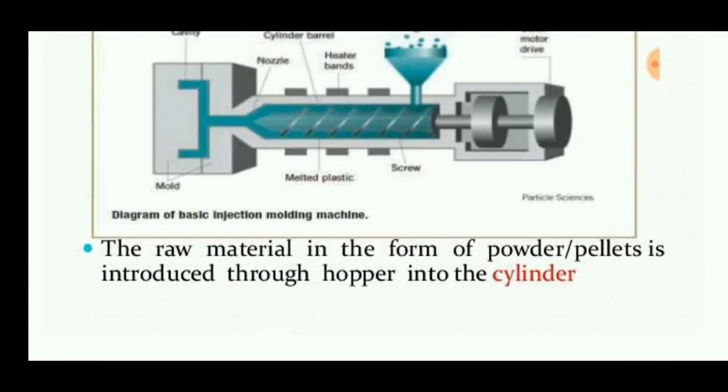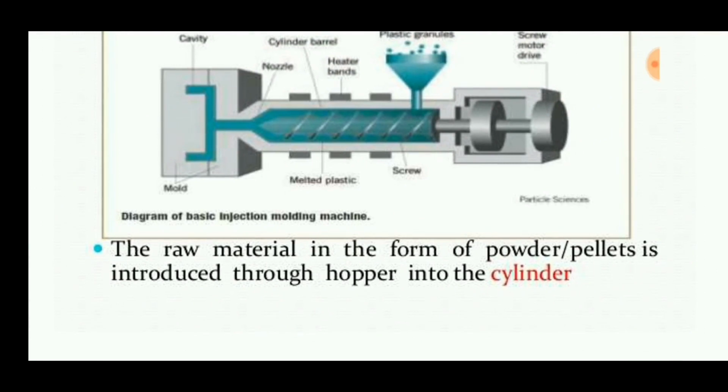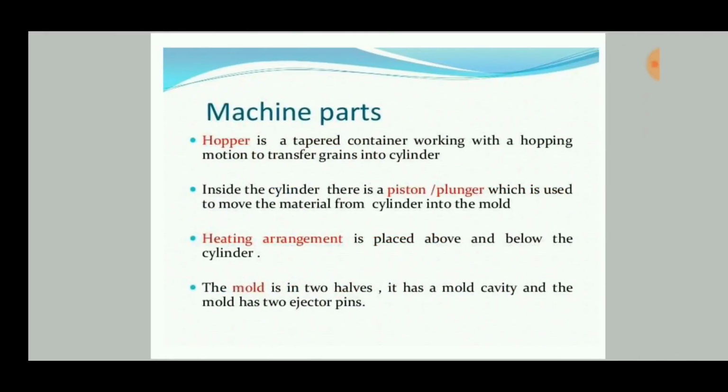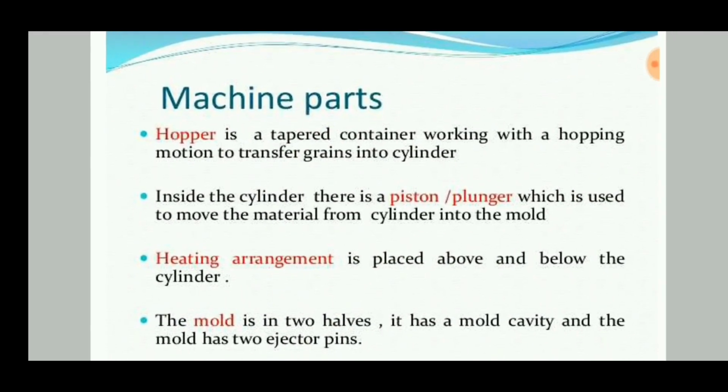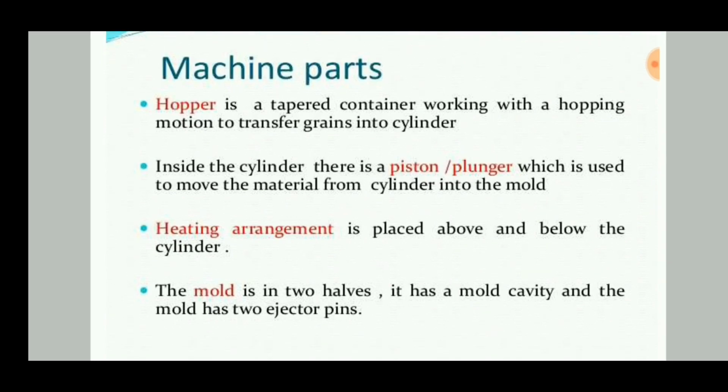In this procedure, the raw material in the form of a powder or a pellet is introduced through the hopper into the cylinder. The hopper is a tapered container. Inside the cylinder there is a plunger or a piston which is used to move the material from the cylinder into the mold, and a heating arrangement is placed above and below the cylinder.